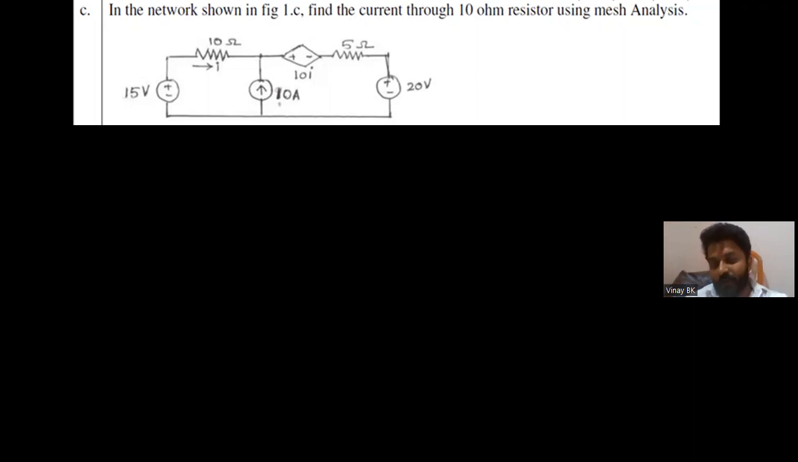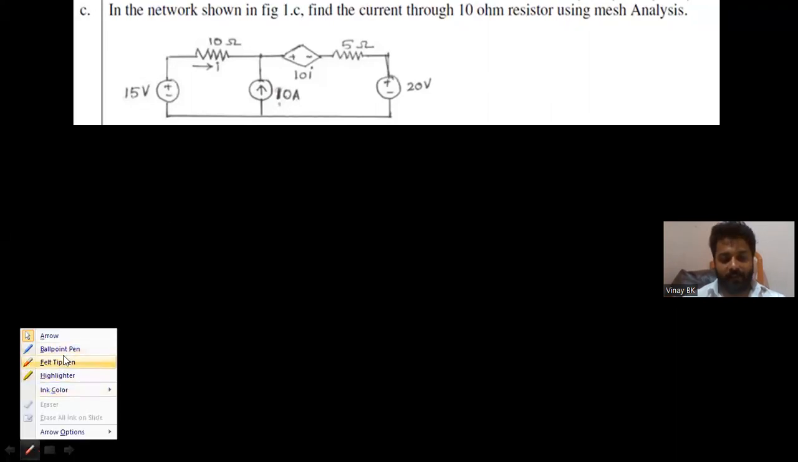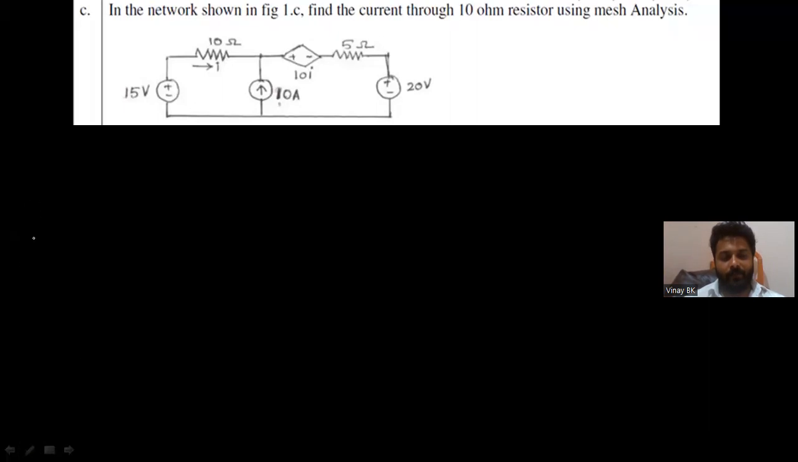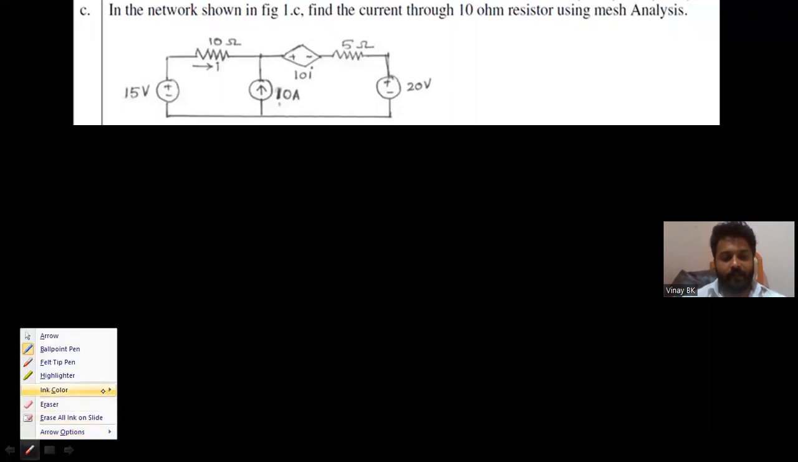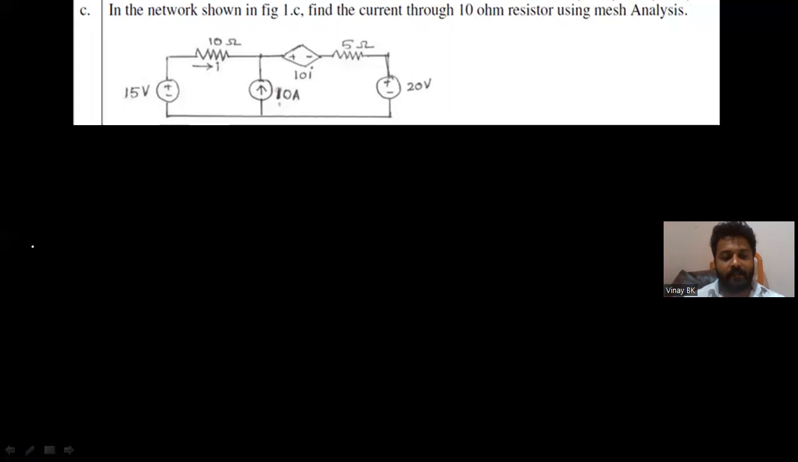And without wasting time, now you can see problem 1C, where they asked you to find the current flowing through the 10 ohm resistor. You take a pen now. So current through the 10 ohm resistor, you can see it is a super mesh.